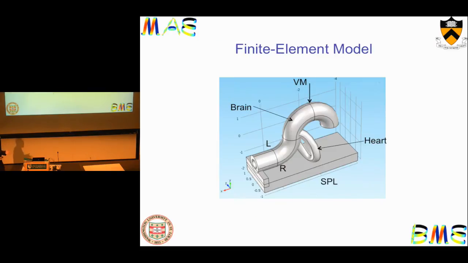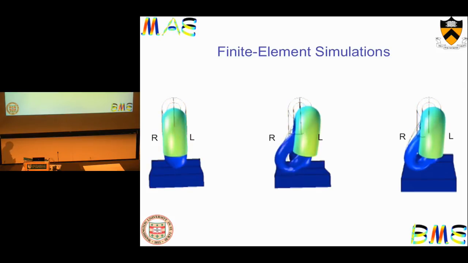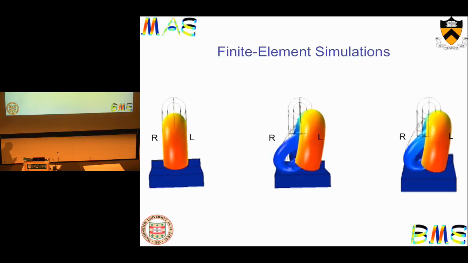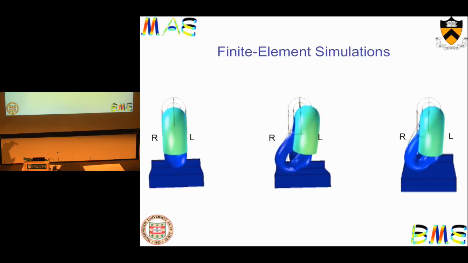We also built finite element models using a simplified geometry of the embryo. These are the flexures, and that's the heart that loops to the right side. That's the brain. We apply a force from the top that represents the force from the vitelline membrane, and that's the SPL membrane beneath the heart. We can take a look at the results. The force from the vitelline membrane can cause the brain to twist rightward.